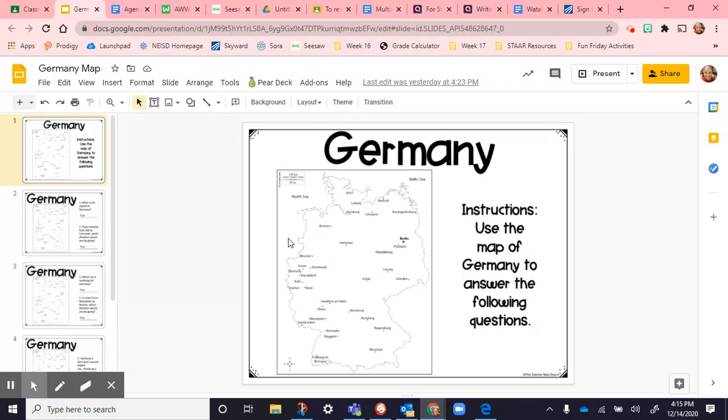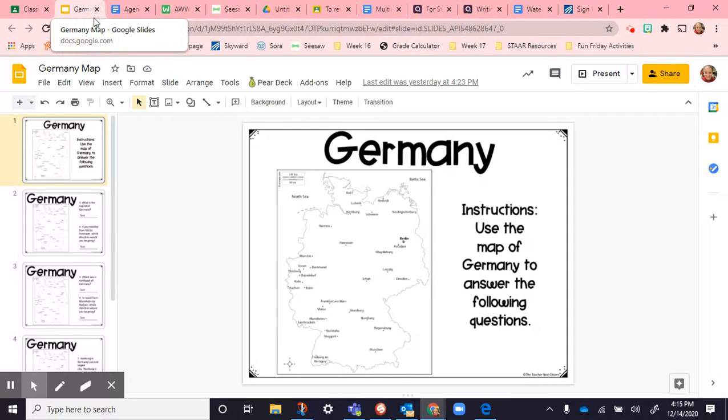Where on the map is it? What are the major cities? What's the water around it? Someone like Australia has lots of bodies of water around it. So all of that talking about the land and where it's located. And so they answered, if you're using mine, answered the questions there.